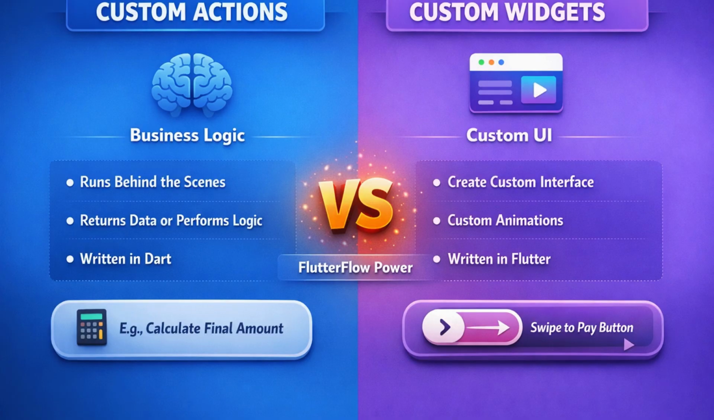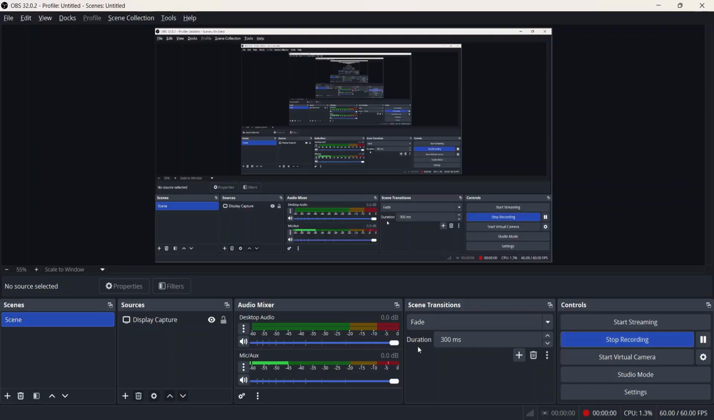So let's get started. The difference between a custom action and a custom widget is that you create a custom action when you want to perform business logic. Further in the video, I will show you an example of a loan calculator app in which we'll use this business logic, and hence I will make use of custom actions. And you use a custom widget when you want to create a custom interface or animations, or if you want to use a package from pub.dev.